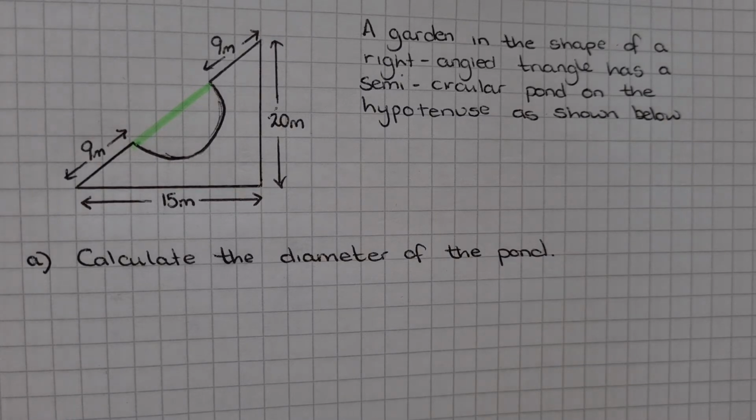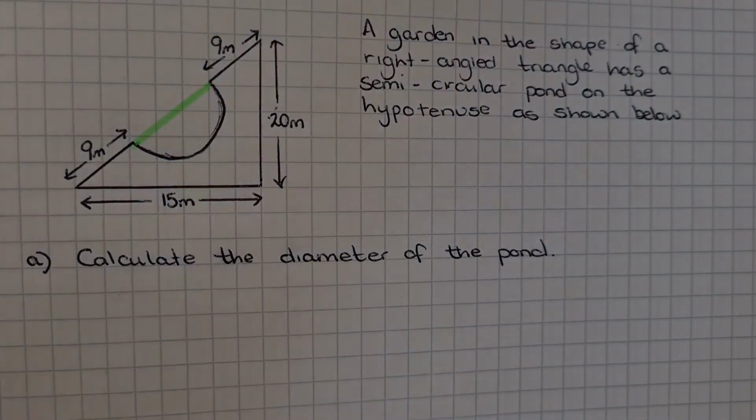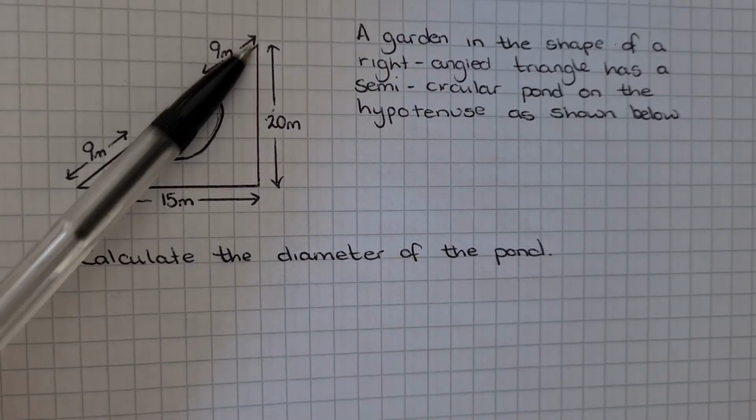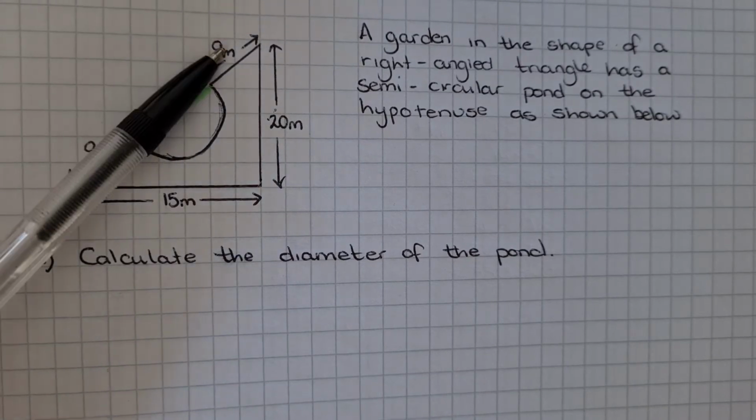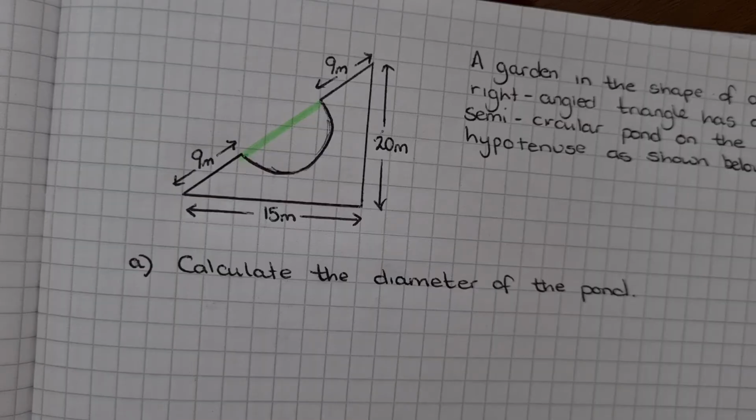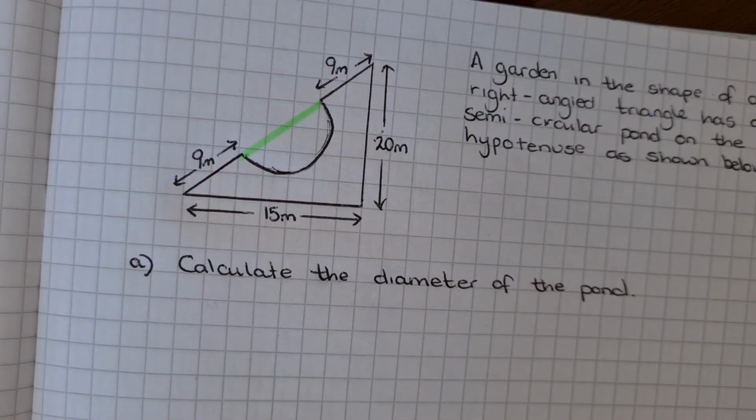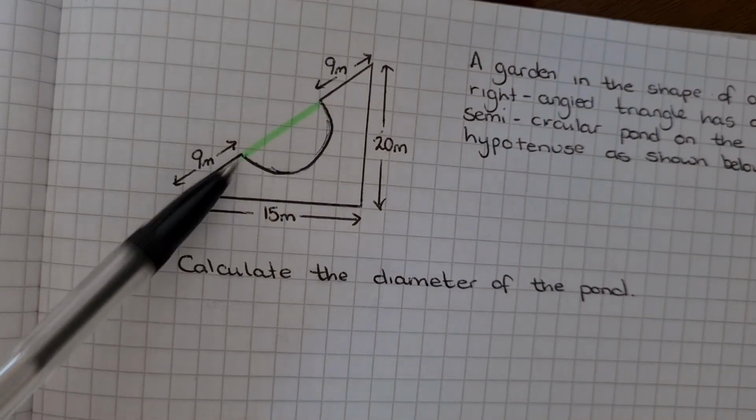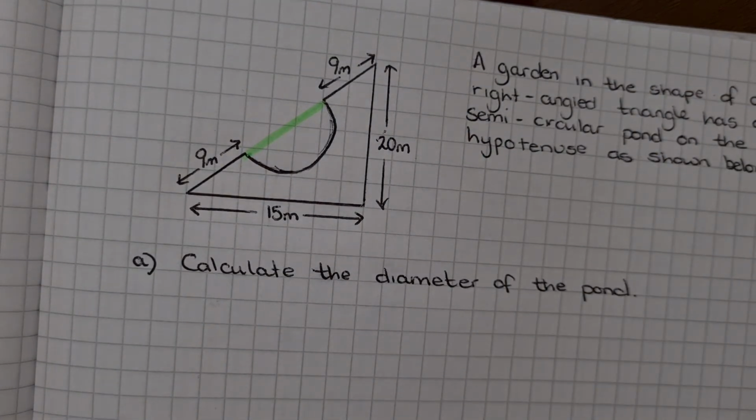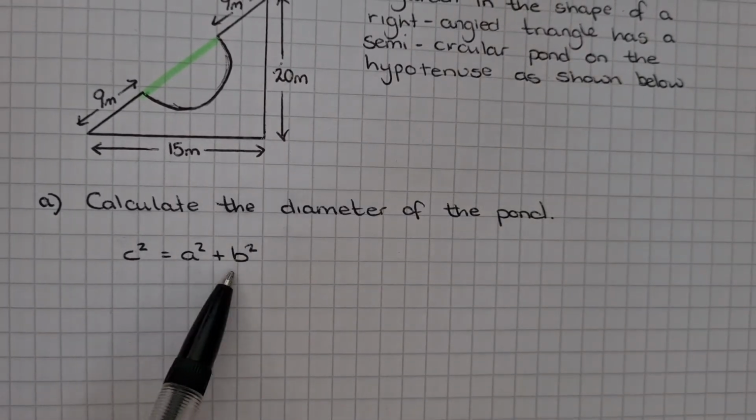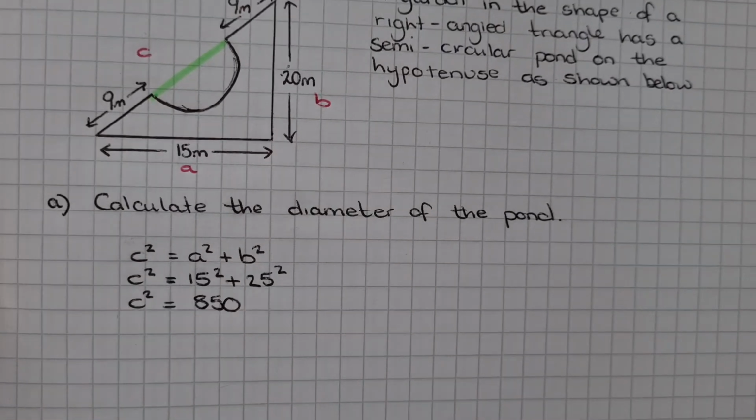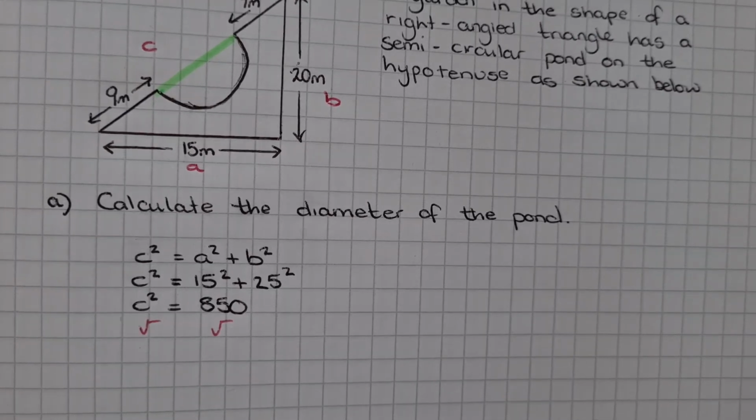So in order to do that, we would need to know the total length of the hypotenuse of the right angle triangle. And if we knew that, we could then take away 9, take away another 9, and that would leave us with the length of the green line. Now if we have a right angle triangle and we are trying to work out a missing length, so in this case the full length of the hypotenuse, we know that we can use Pythagoras. So let's write down c squared equals a squared plus b squared, label the triangle, on the next line put in the numbers, type them in the calculator, square root both sides.